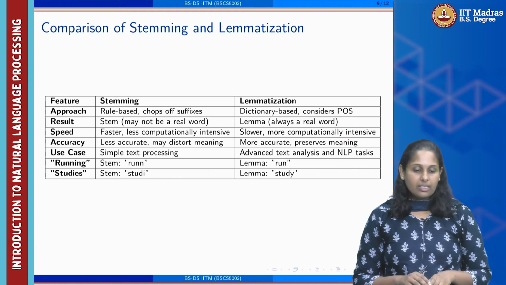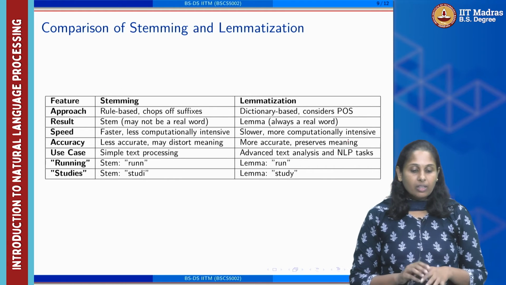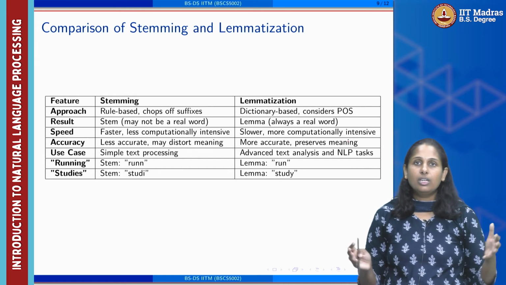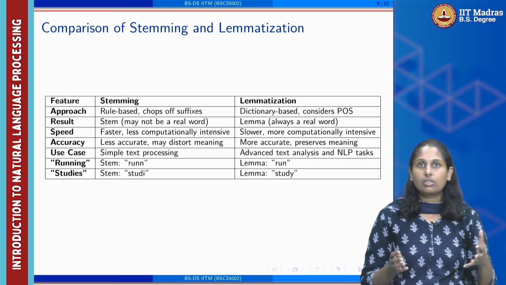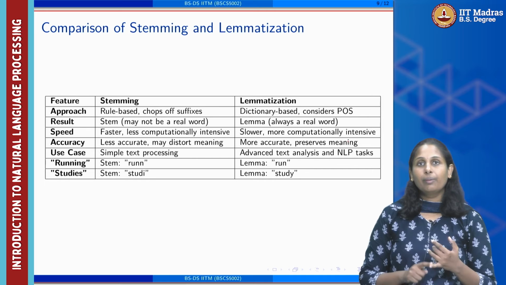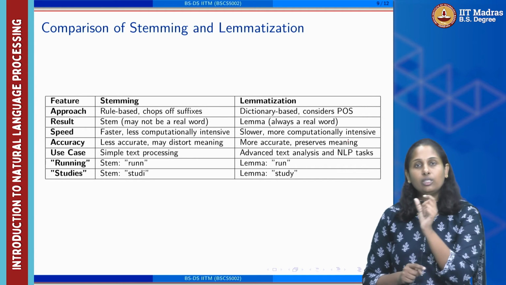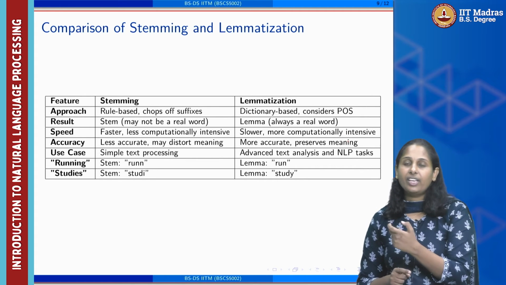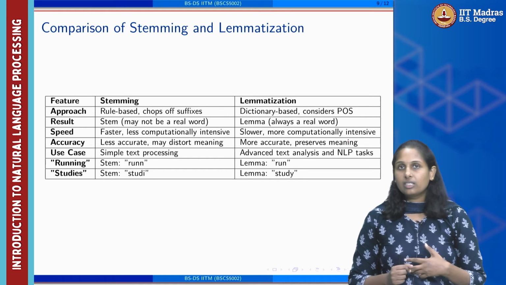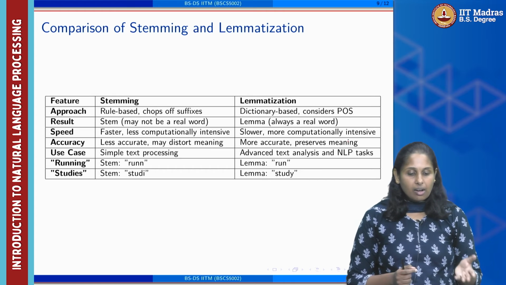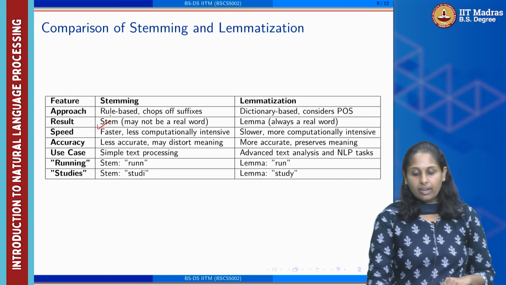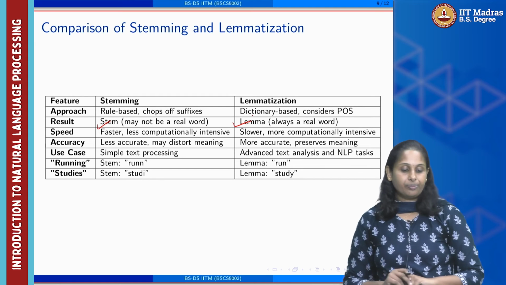Now let us do the comparison between stemming and lemmatization. Stemming can be easily done using some kind of rule-based approach, where we list down all kinds of suffixes and affixes in the language. On the other hand, lemmatization requires a dictionary, because if you are reducing the list of words into a word which is meaningful, to identify what would be meaningful we might need a dictionary there. We can also consider POS tagging here. And the result of stemming is a stem. Of course, it may not be a real word, whereas a lemma is always a real word.